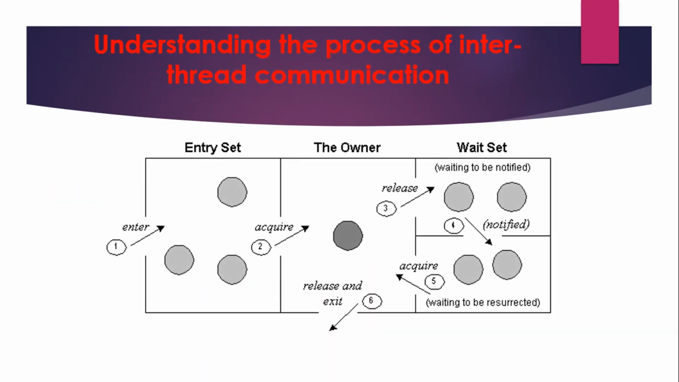Let's understand the process of inter-thread communication. The first thing is a thread enters to acquire the lock. Here, the thread enters to acquire the lock in Java multi-threading. After the entry, the lock is acquired by one thread, the owner. Then the thread goes to the waiting state if you call the wait method on the object. Otherwise, it releases the lock and exits.